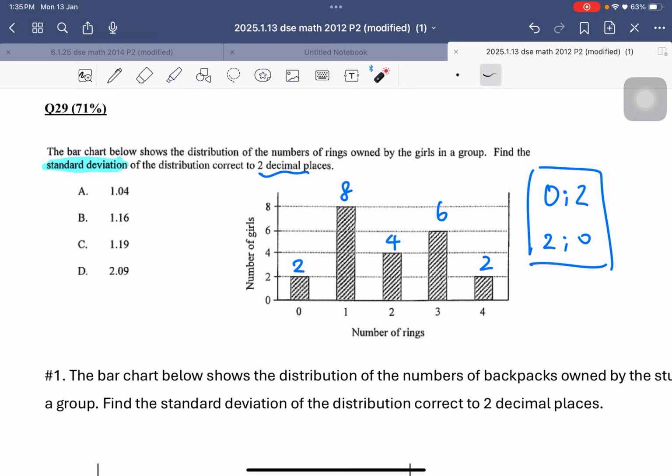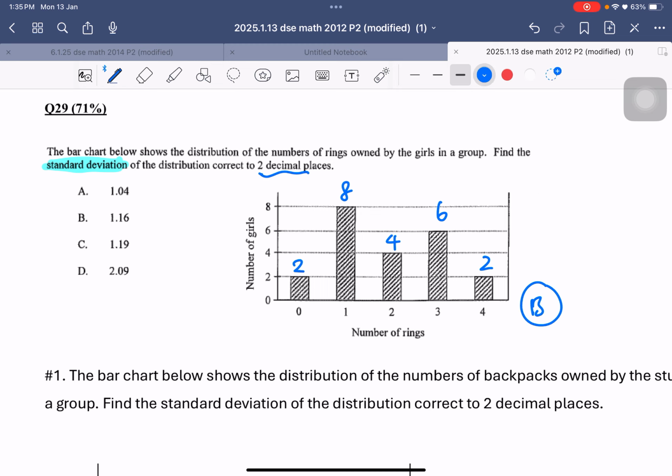Understand? Okay, so try to use a calculator to find out the standard deviation. 1.16. B is going to be 1.16. So all of you can get B. Zhongwu, can you get it? Yes, so the answer is going to be B. So what you just need to put in is 2, 0, 2. And then you press plus, isn't it? And then plus 1, 8. And then 2, 4. And then do the rest.